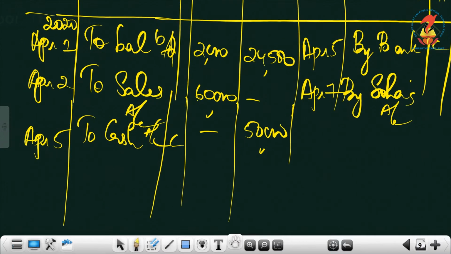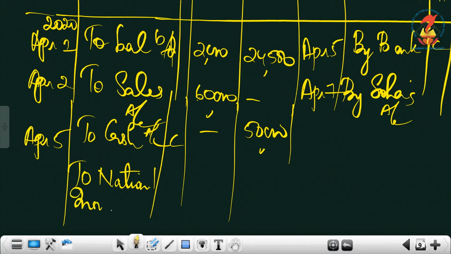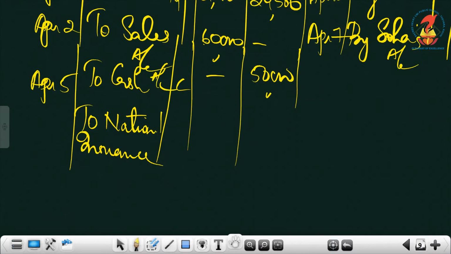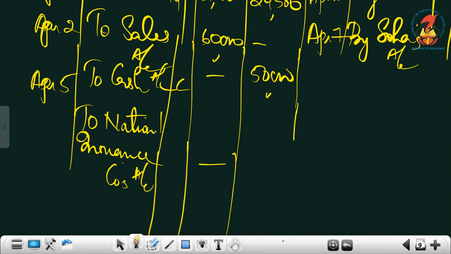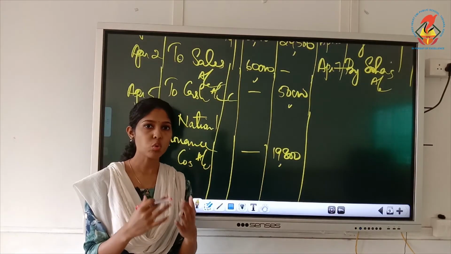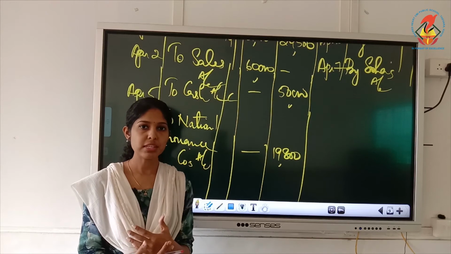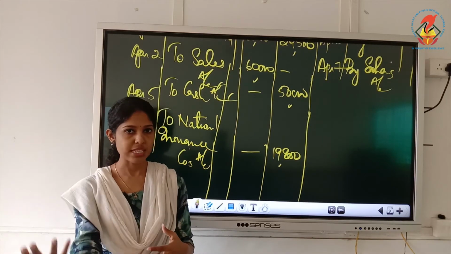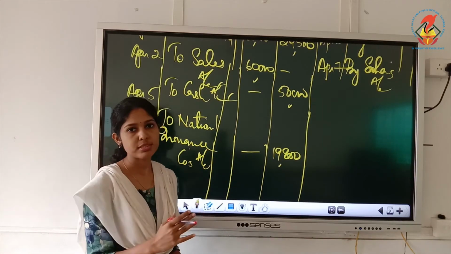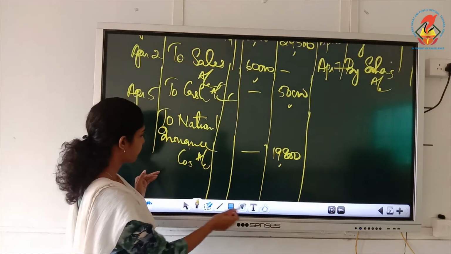So, the posting will be on the debit side. It is to National Insurance Company's account. In the bank column you must write 19,800. Why did we debit bank instead of check in hand? Because there is no entry after April 12th, like you deposited that check later. So we assume that on April 12th itself we deposited the check.